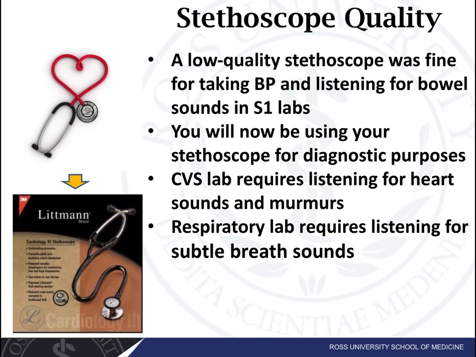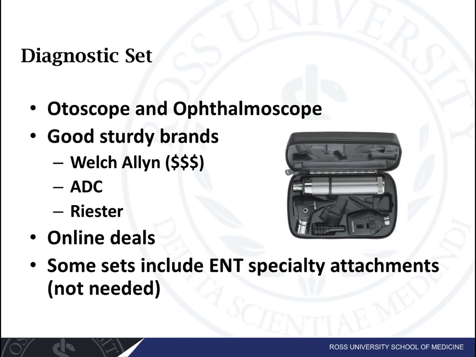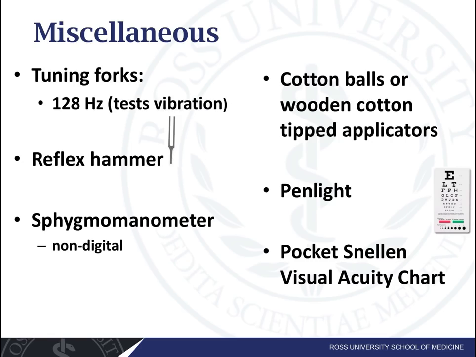So for your cardiovascular skills, you'll need to bring a stethoscope. And there's also other equipment that you can bring for other labs, such as diagnostic tool sets for your otoscope and ophthalmoscopes, as well as miscellaneous tools, such as tuning forks. And you need to have a 128 hertz tuning fork at the least, as well as reflex hammers, blood pressure cuffs, cotton balls, and wooden cotton-tipped applicators, a pen light, and a pocket Snellen chart for visual acuity testing.